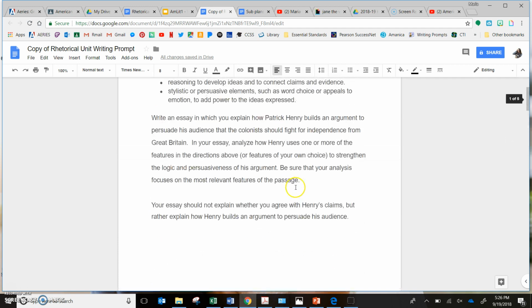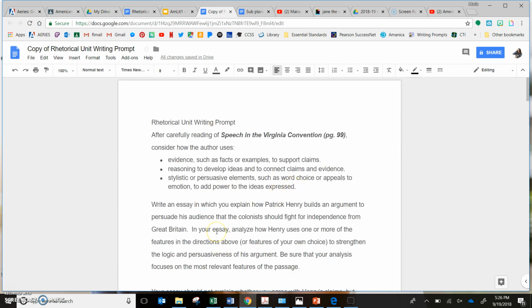Okay, so let's go through the prompts. So the first prompt that I'm looking at is this one that is from the Speech in the Virginia Convention. And all of my periods went through the Speech in the Virginia Convention. So essentially, what I'm looking for is for you to look carefully into these three things: evidence, such as facts or examples, to support your claims. Right, so what you are saying.